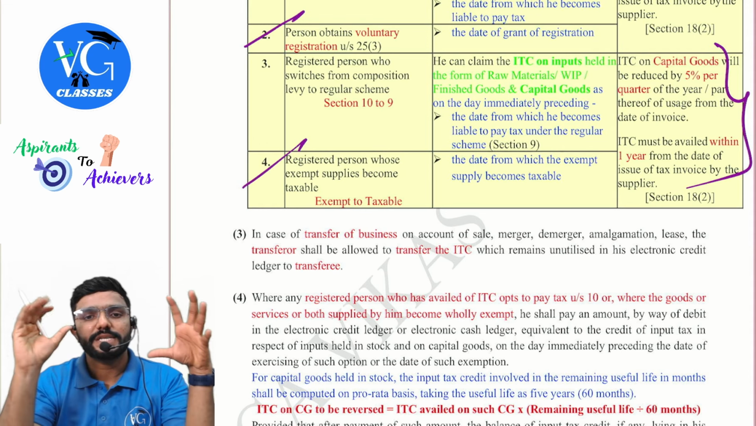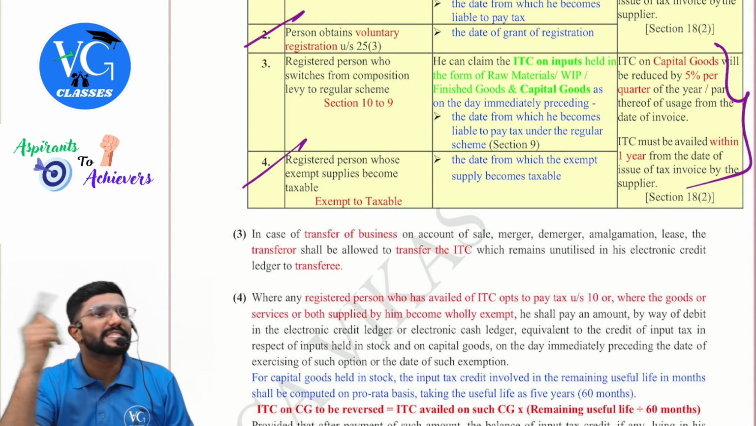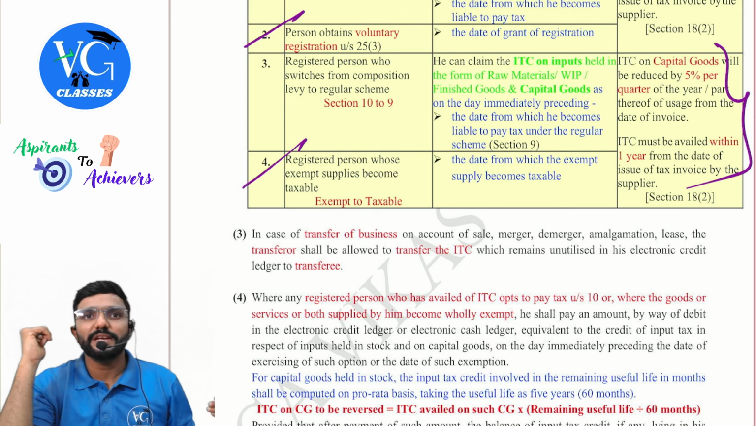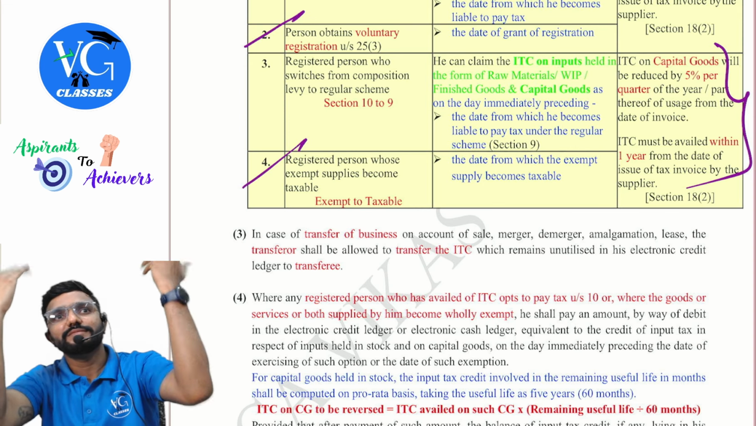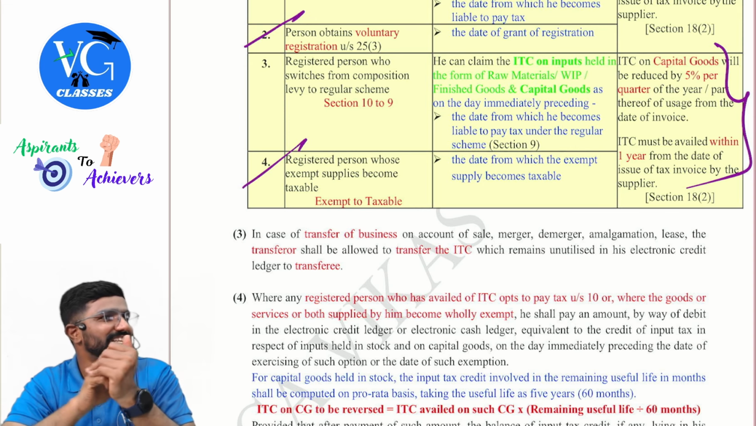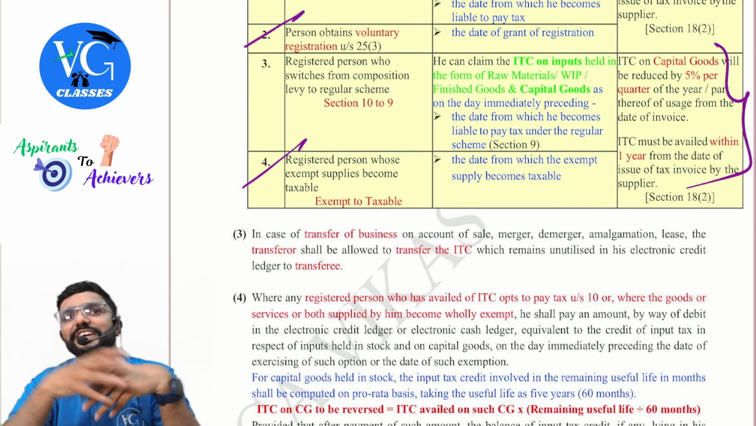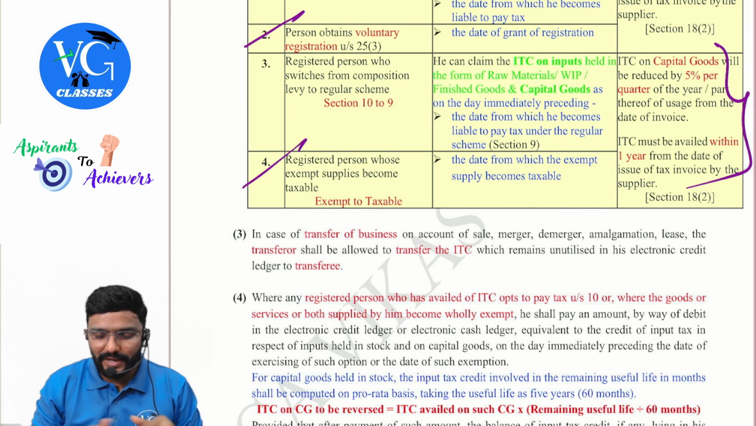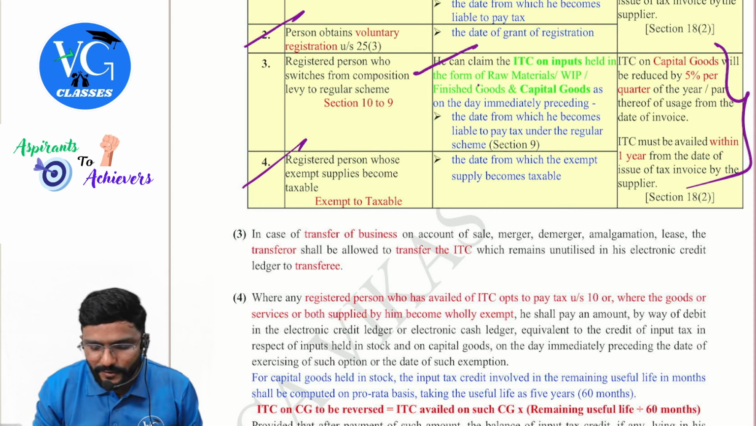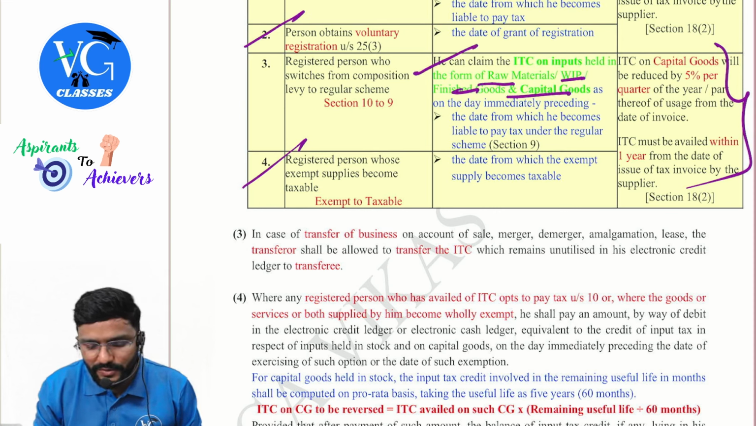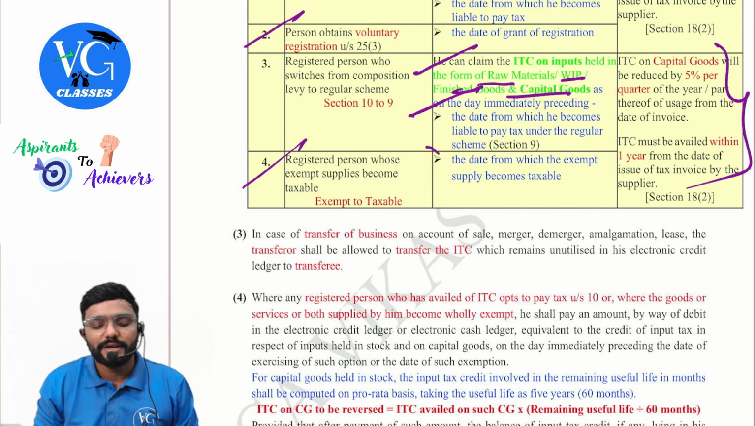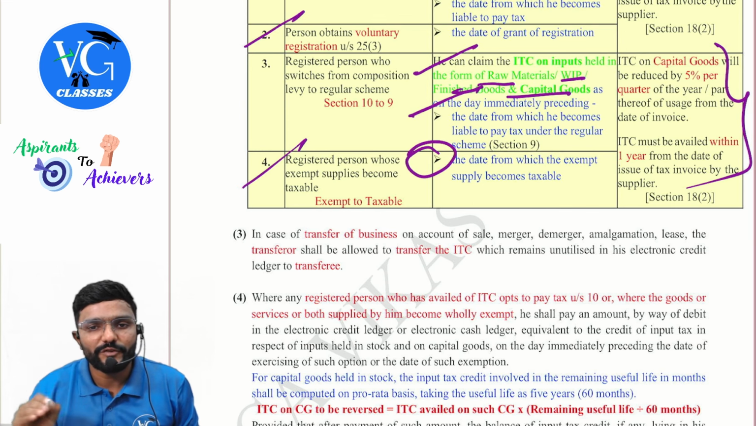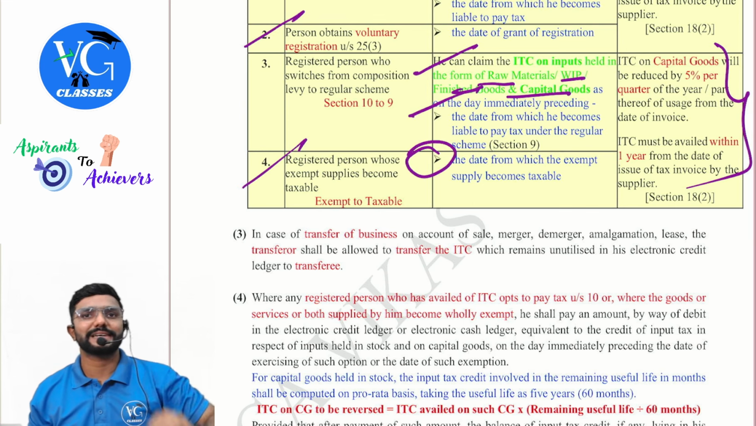Fourth one. Registered person whose exempt supplies becomes taxable now. It was exempt previously, but now the exemption is withdrawn. Sir, can government do that? Yes, but not retrospectively. From the effective date, they can do it. Okay. So in that case, he can claim the ITC on the inputs held in the form of raw material, WIP, finished goods and capital goods as on the day immediately preceding the date from which the exempt supply becomes taxable.